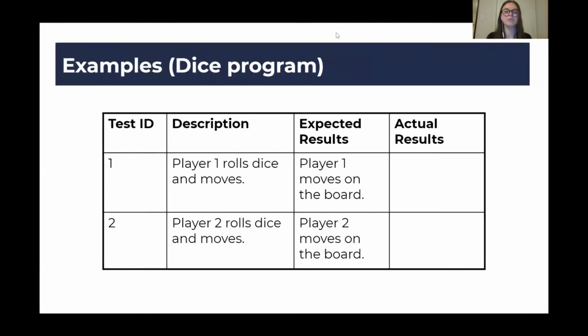So here's an example of some tests. Let's say we have a program where you roll a pair of dice. For test one, it just has a player roll the dice and they move one. And then the second test is basically the same thing. So these are valid tests, but are these the best tests that they could be?